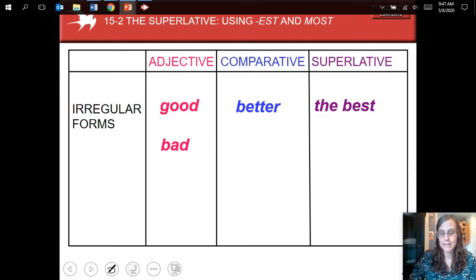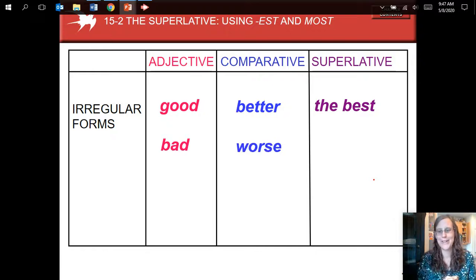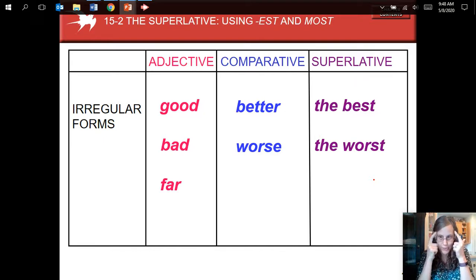Bad is worse. So what is the superlative form? It's irregular also, and it is the worst. The worst. So these are ones you're just going to need to remember. You need to memorize.